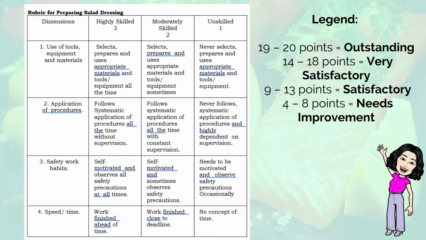So if you get 19 to 20 points, your work is outstanding. And for those students who will be getting 14 to 18 points, your work is very satisfactory. If you get 9 to 13 points, it means that your performance task is satisfactory. And the last one, if you get 4 to 8 points, your performance task needs improvement.